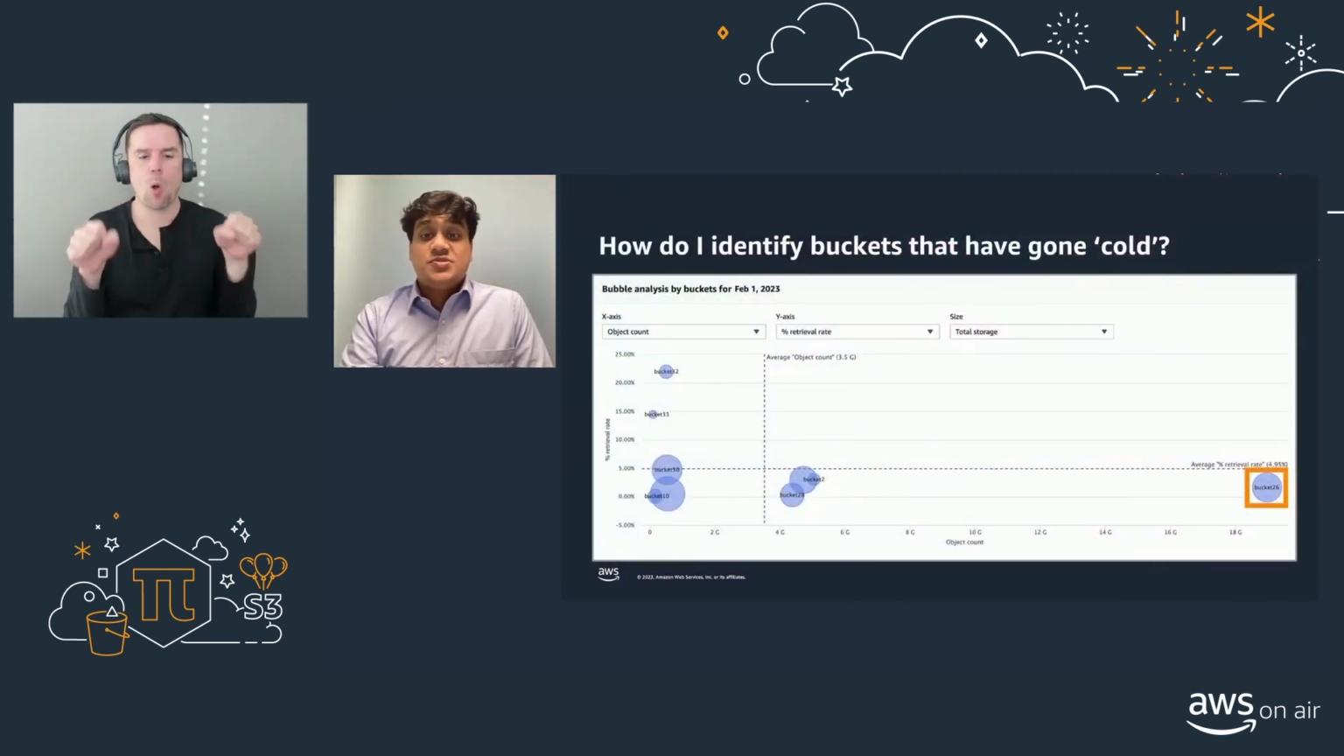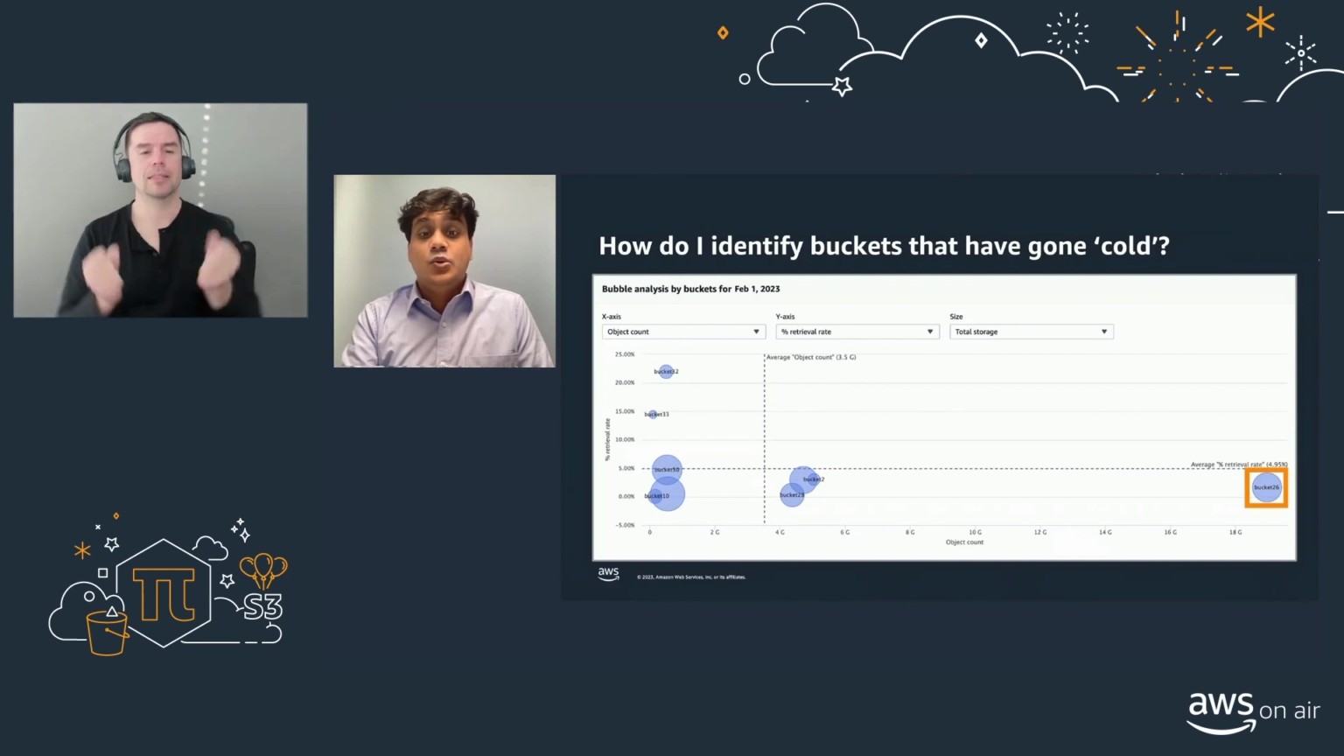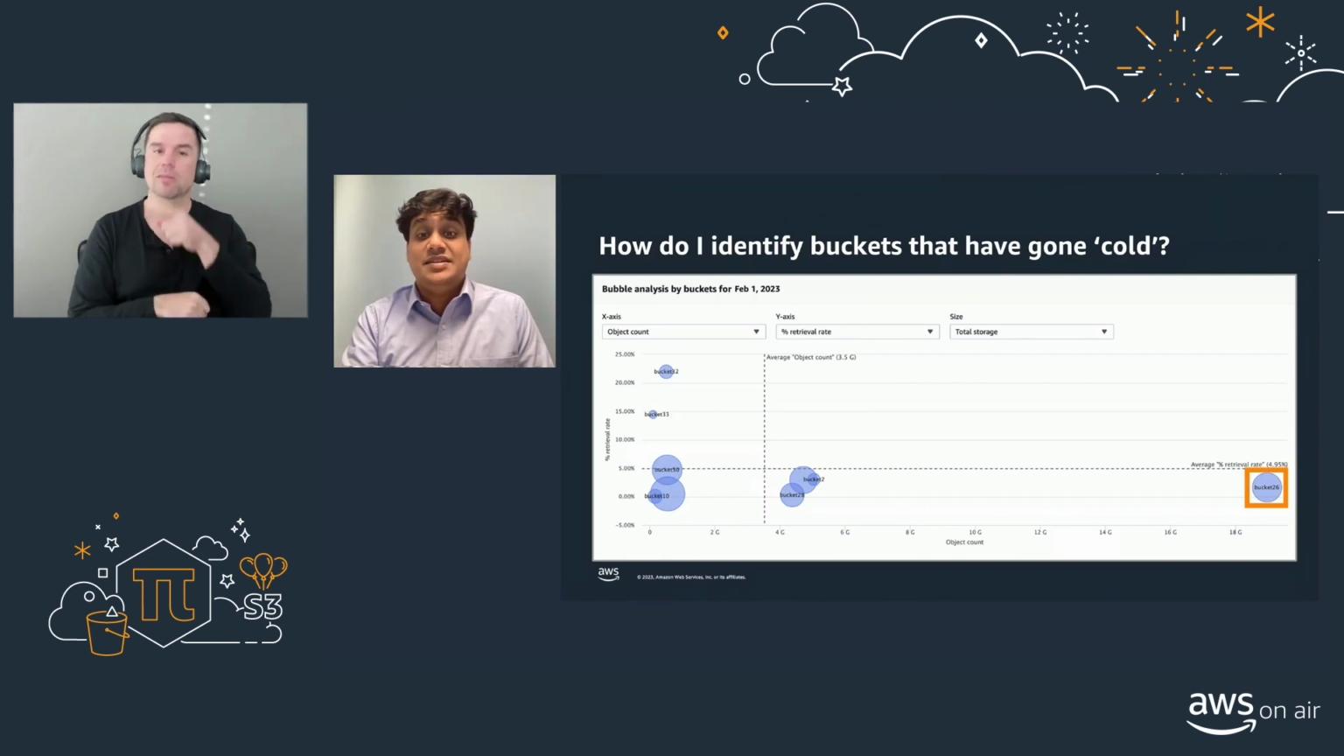The Storage Lens bubble chart visualization enables you to compare buckets across 3 dimensions and pinpoint a bucket of interest. In our example, we have the object count and retrieval rate on the axis, and the bubble size is the number of bytes stored in that bucket. We can see that the highlighted bucket on the right side of this chart has low retrieval rate but a lot of storage. This bucket would be the ideal candidate for further analysis and possible optimization.